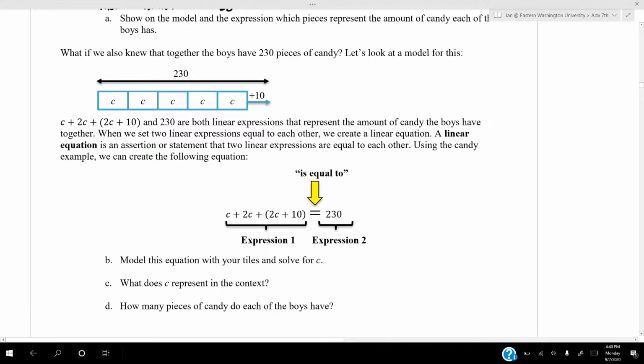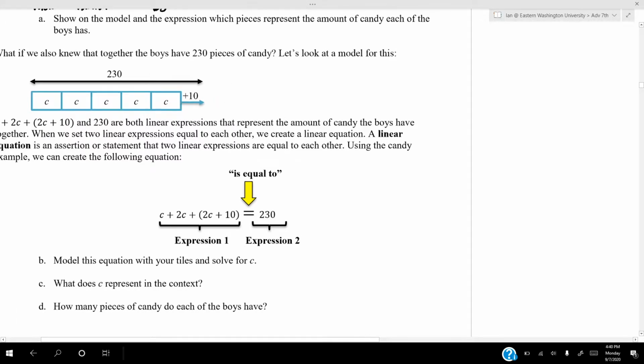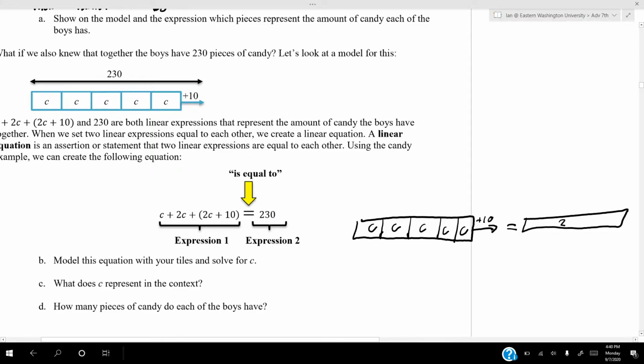The way we're going to model this is we're going to use this model up here. So we have 5 C's: C, C, C, C, C, plus 10 is equal to, and I'm going to draw a big bar here and put 230. In this context, C is our pieces of candy.